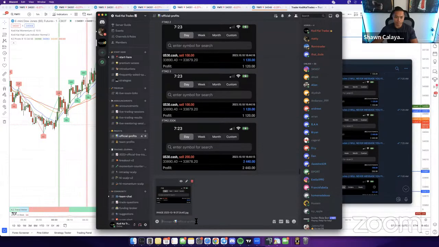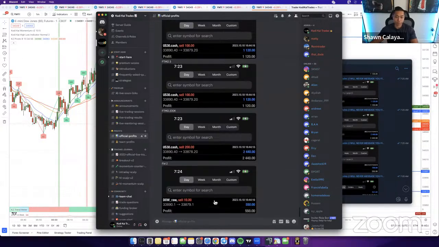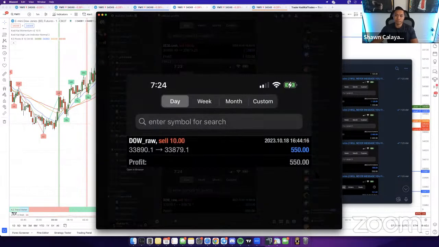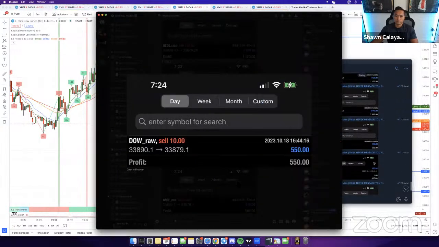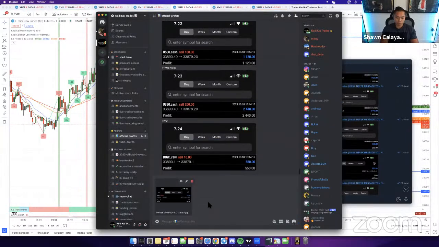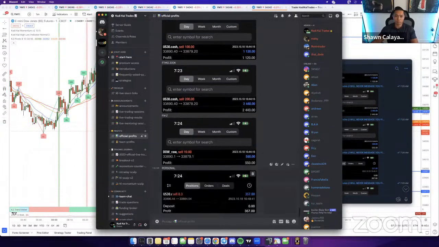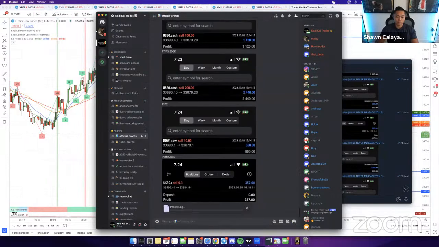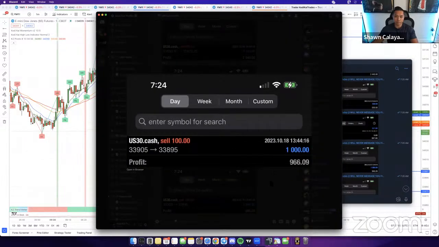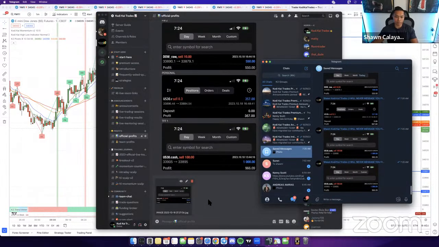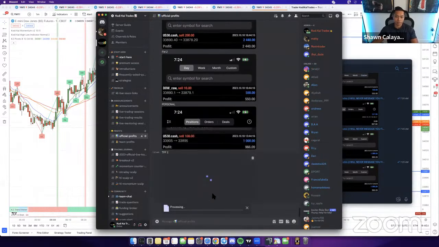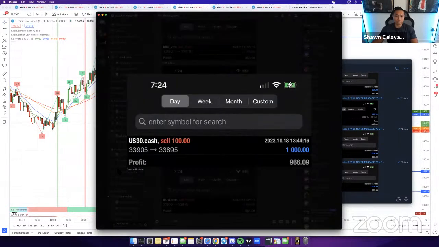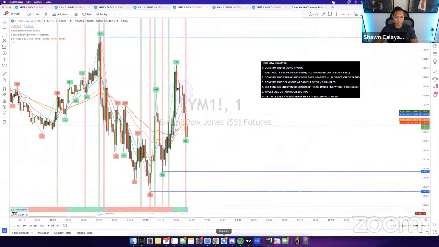Here is my second funded engineer account. Locking the total profit of 550. Here's my personal account. Locked in 357. Here is my TFF number 1. Locked in 1,000. And then my second TFF account over here, same thing. Locking a total profit of 1,000. So those are all my profits so far.